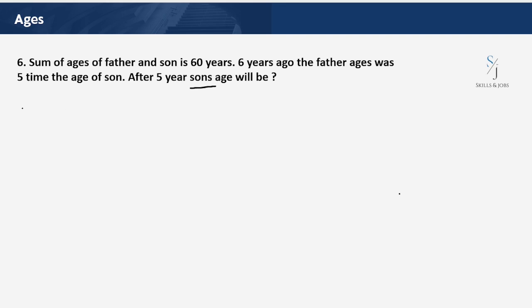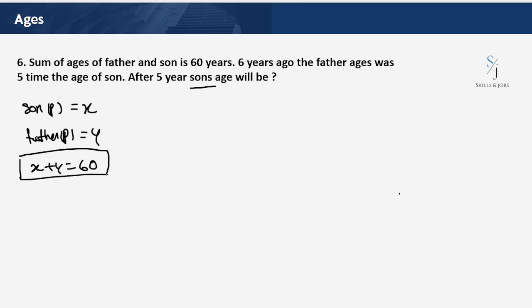So let us take the son's present age as x. Father's present age is equal to y. Now what is the relation given from the first part of the sentence? Son's age and father's age, when it is summed, we will get 60. So x plus y is equal to 60. So this is the first relation from the first part of the question.